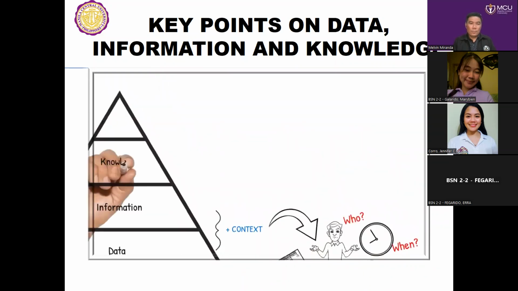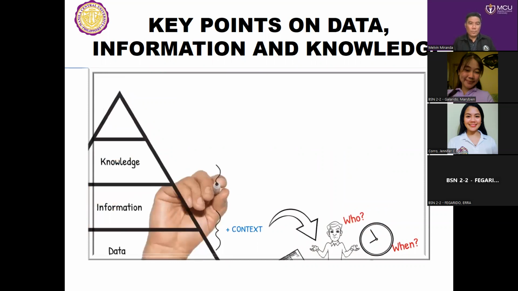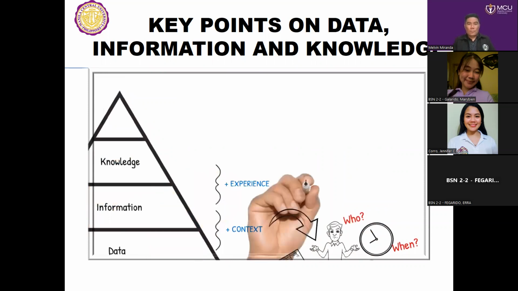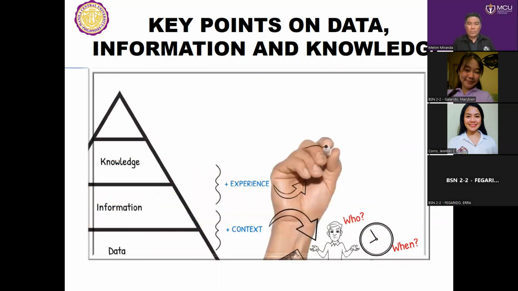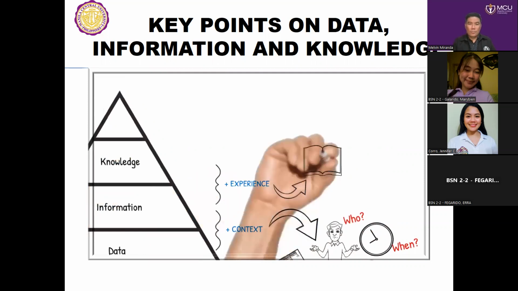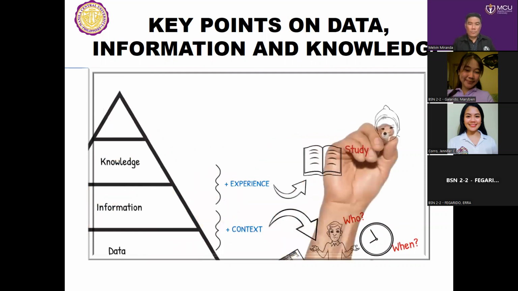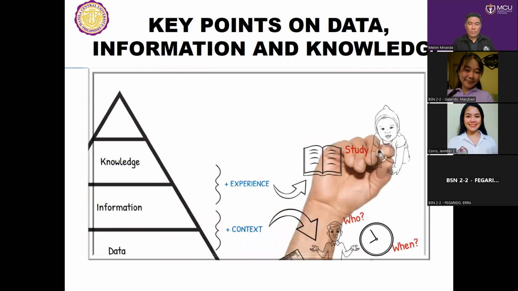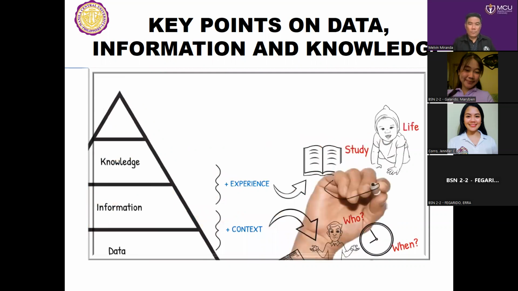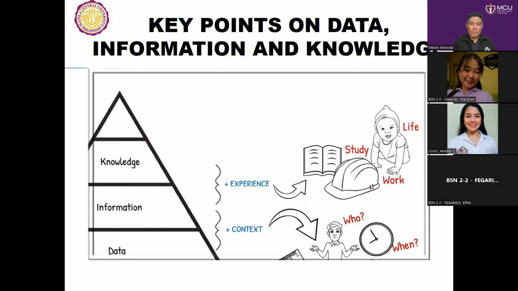The third step in the pyramid belongs to knowledge. Knowledge is information with the addition of experience. Experience can be gathered secondhand through studying books, such as in college. Experience is also accumulated firsthand from life and work experiences. With knowledge, we are now incorporating subjective expertise, as different people will have different experiences to shape their understanding of information.